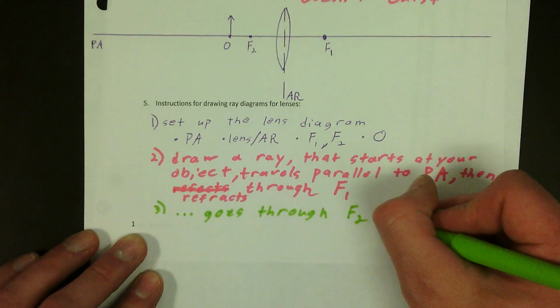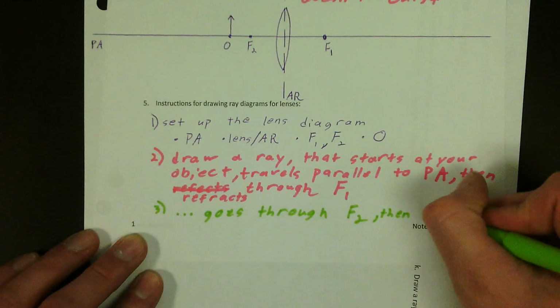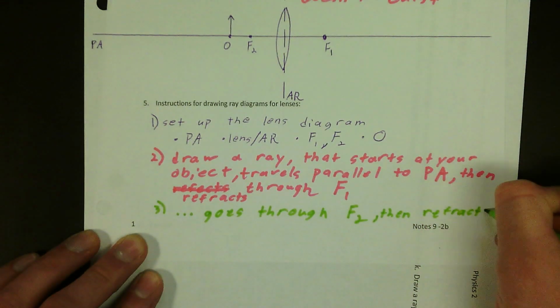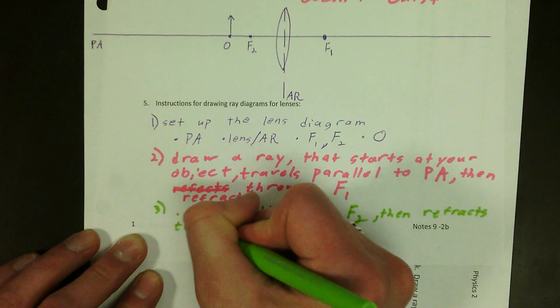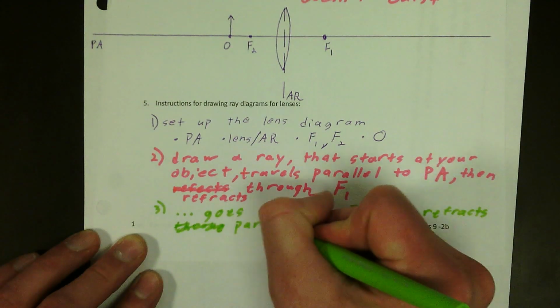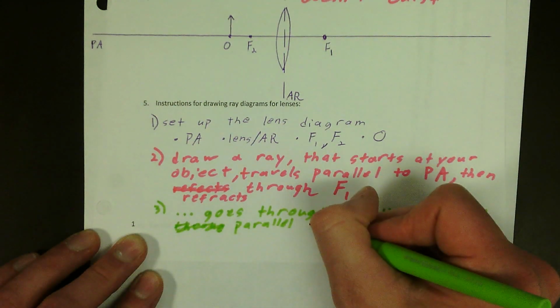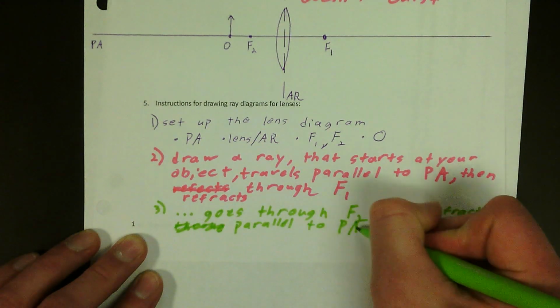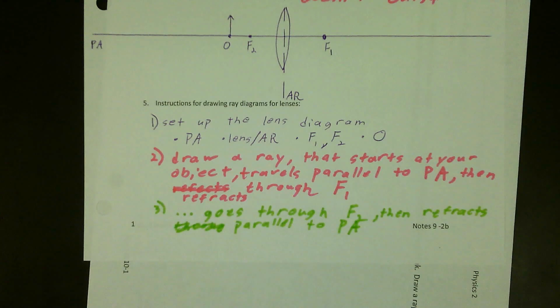So it goes through F2, then refracts parallel to the principal axis. It's exactly the opposite. You start in the same place, but other than that, it's exactly backwards. It's not F1, it's F2. It's not parallel and then through F. It's through F and then parallel. Now, you do need to memorize that first one, obviously. But if you know the first one, then you can do the second one. The second one's just backwards.